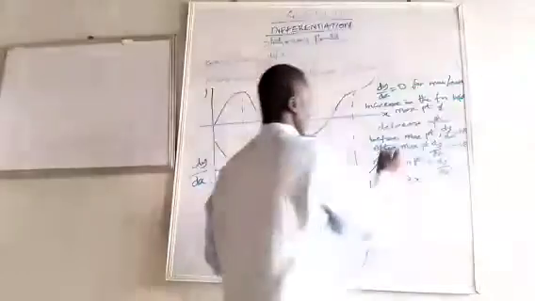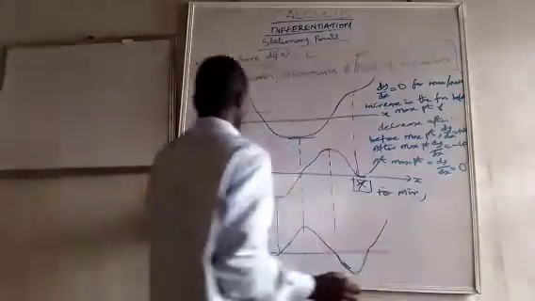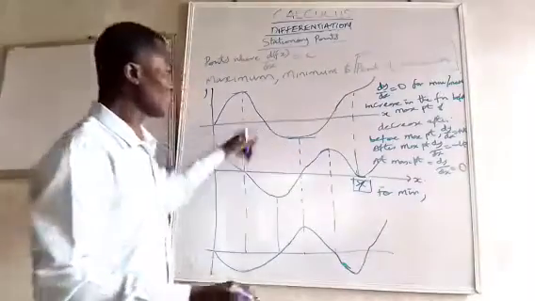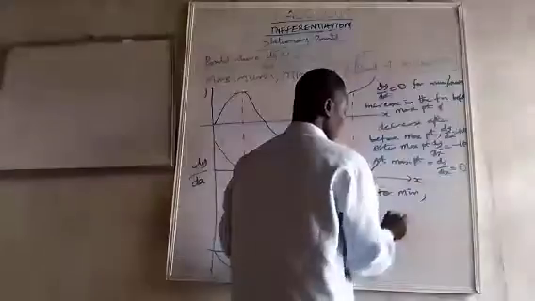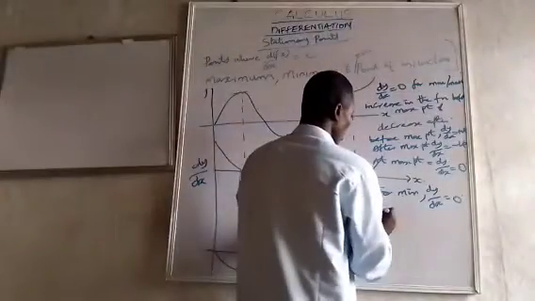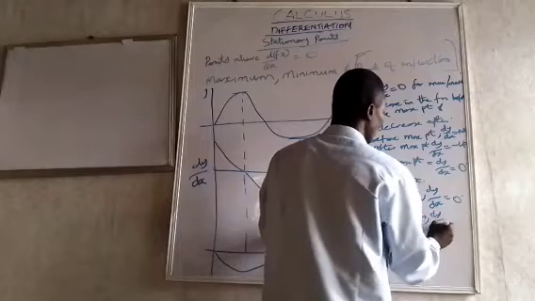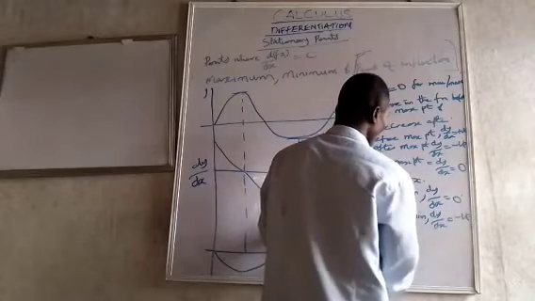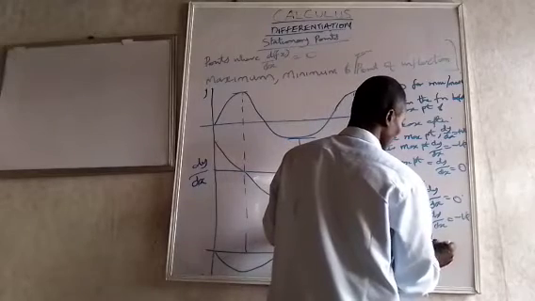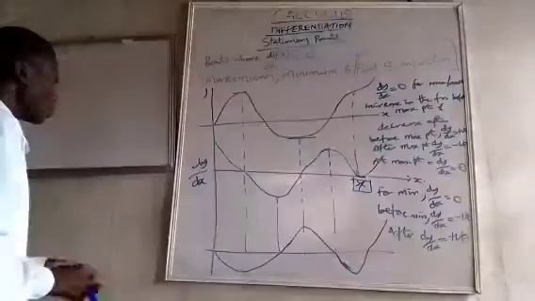Look at it again. For minimum, you can see it is decreasing before getting to minimum and then increasing. What does that say? It says for minimum, let's start from this one, the dy/dx equals 0. Before minimum, the dy/dx is negative. After, the dy/dx is positive. That's one.